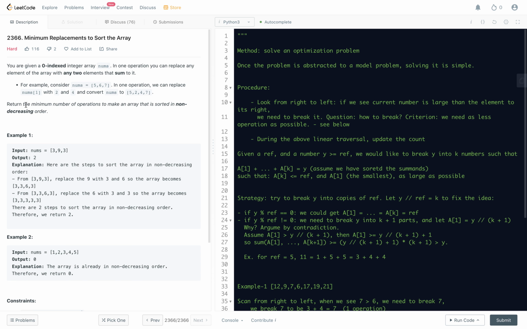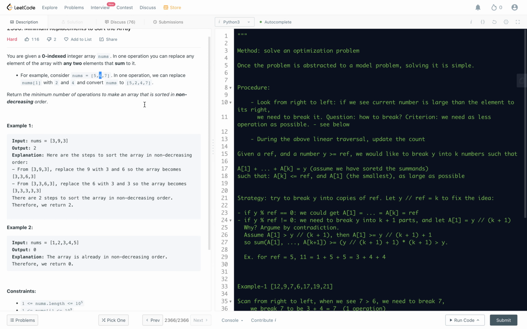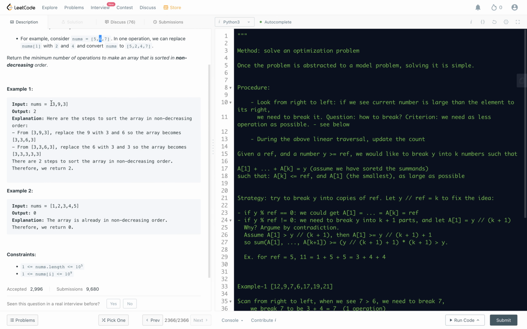In this problem, we are required to return the minimum number of operations to make the array in sorted order, in a non-decreasing fashion. In that operation, we can replace any element of the array with two elements that sum to it. For example, we can break 6 to be 2 plus 4. So here are two examples.